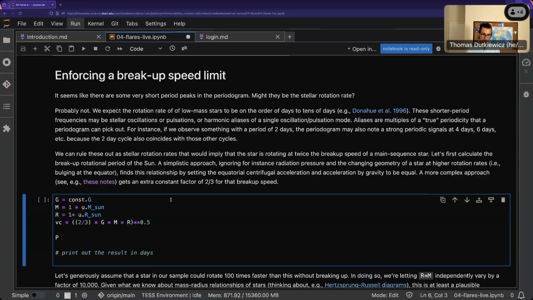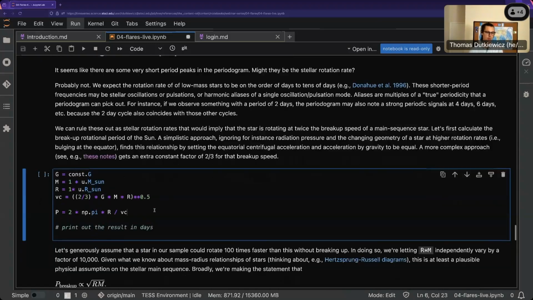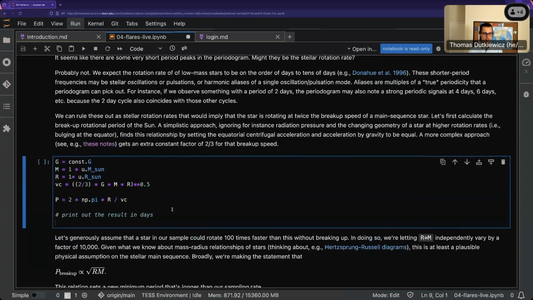The period then is, I suppose, the circumference of this star divided by the velocity that things are going around it. So the circumference is 2 times pi times the radius. If we divide by the velocity, well, there we go. We have our period. What I'm then going to do is convert this to u dot day.